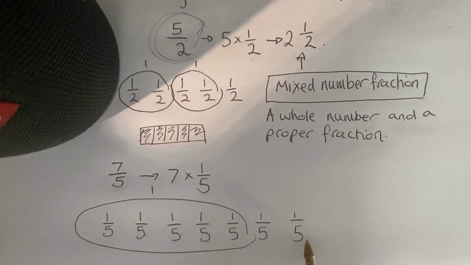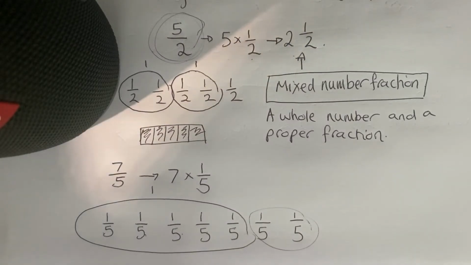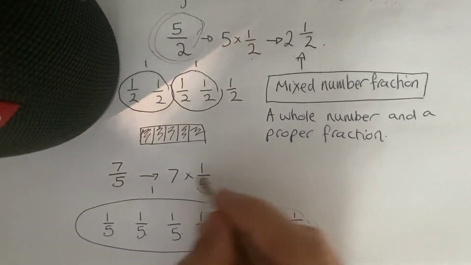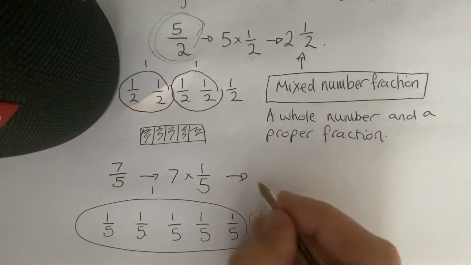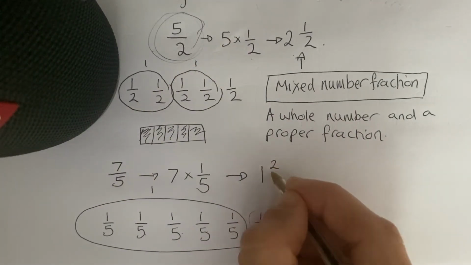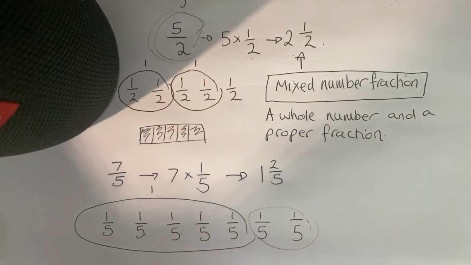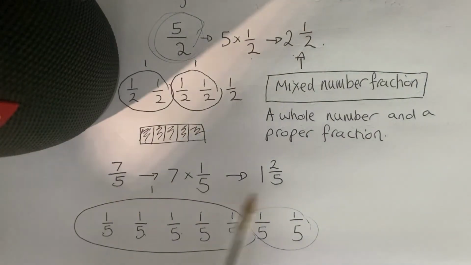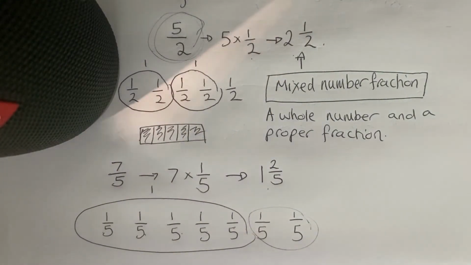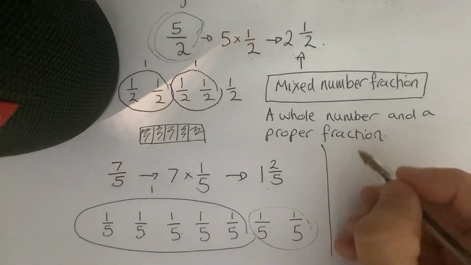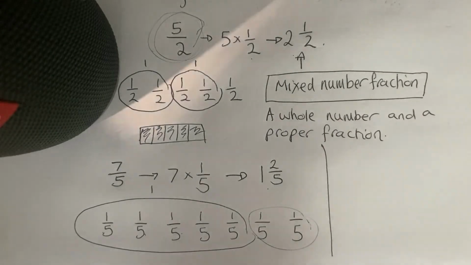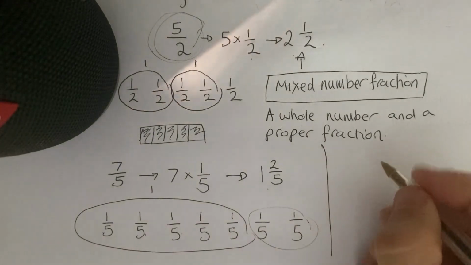And then I can see here what we've got left is 2/5 by itself. So we could say 7/5 is also 1 and 2/5. So we've got the improper fraction and we've got the mixed number. Right, have a go at seeing if you can convert this improper fraction into a mixed number.